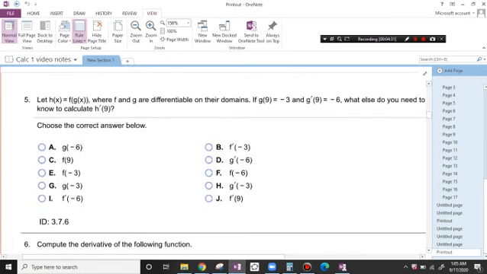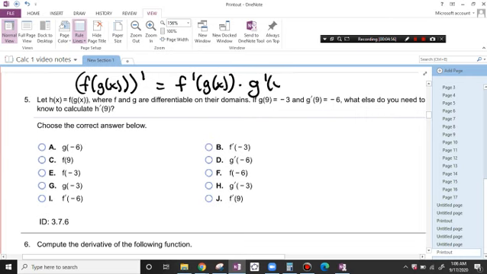Let h of x, this is going to use the chain rule, let h of x equal f of g of x, where f and g are smooth, differentiable in their domains. g of 9 is negative 3, g prime of 9 is negative 6. What else do you need to know to calculate h prime of 9? Here they wanted us to know the chain rule. It says that the derivative of f of g of x is f prime of g of x times g prime of x.